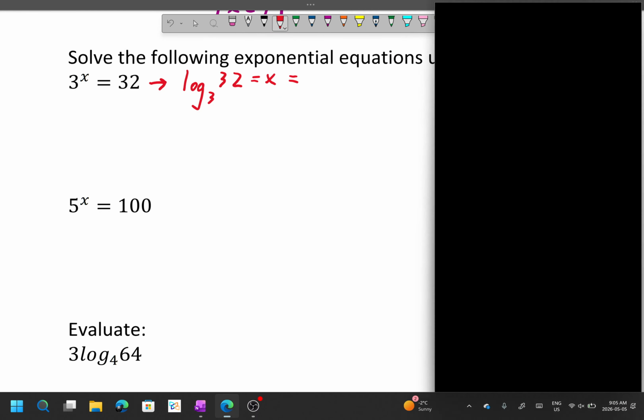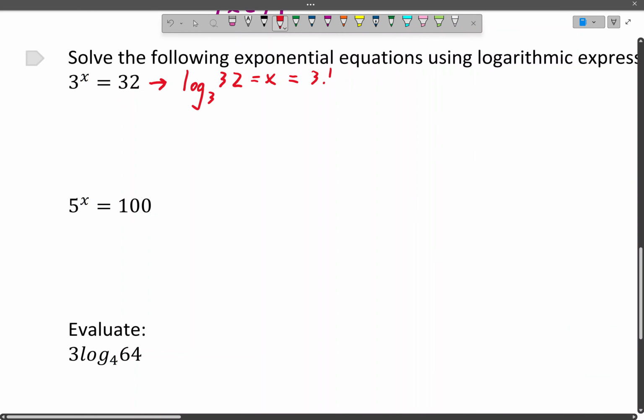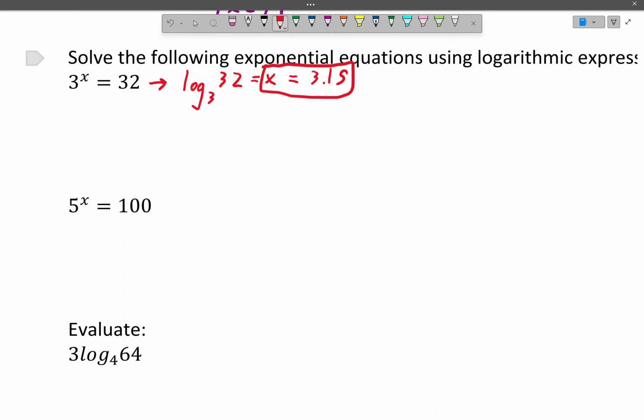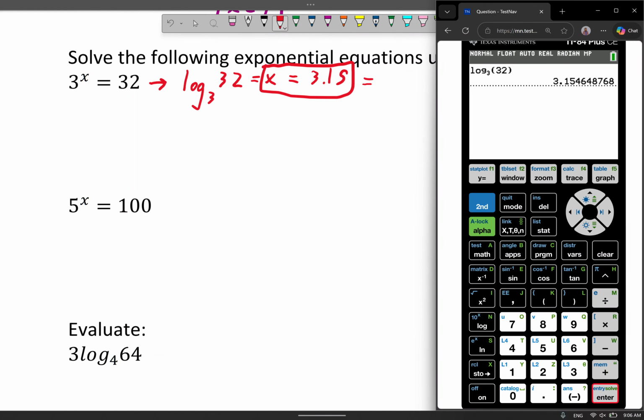Then we can plug into our calculator. There are 2 different ways, and I'm going to show you both. This one here, log base 3 of 32, and we get 3.15. And that's our final answer. But there is another way of doing this. If you have a fancy calculator, like a TI-84 Plus CE, or without the color edition, then you can do what I just did. So math, go up to log base, and you're good to go.